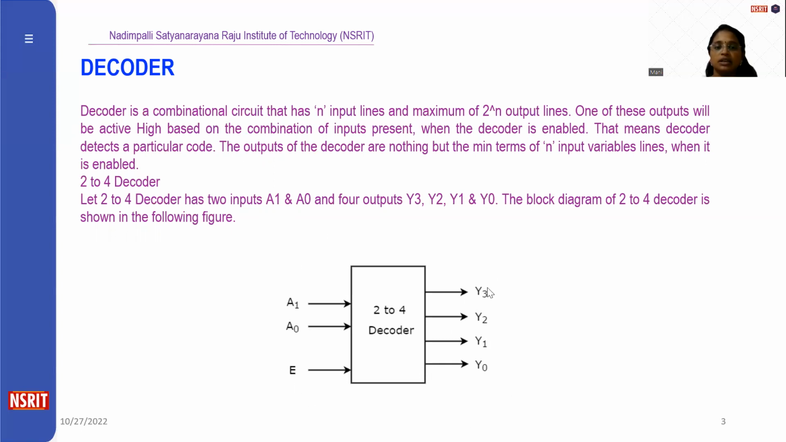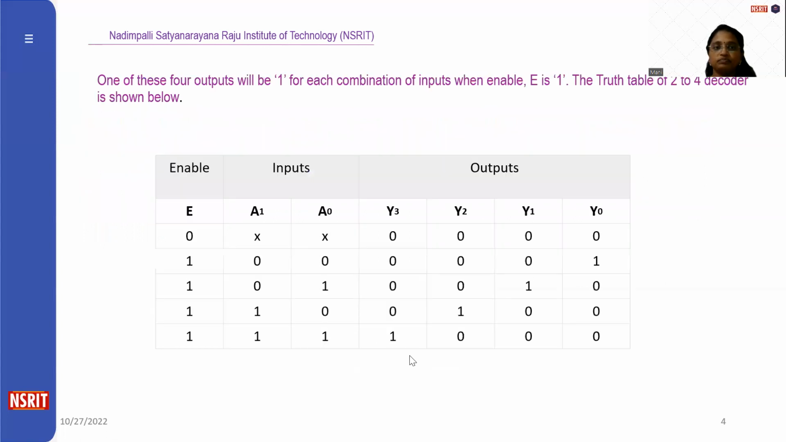Let us take the example of a 2 to 4 decoder. A 2 to 4 decoder means it has 2 inputs and 4 outputs. The inputs are A1, A0, and the outputs are Y0, Y1, Y2, Y3. This is the block diagram of the 2 to 4 decoder. This is an enable input, which is used to enable this decoder. If the enable input is 0, whatever the inputs present over here, it will not reflect in the output.